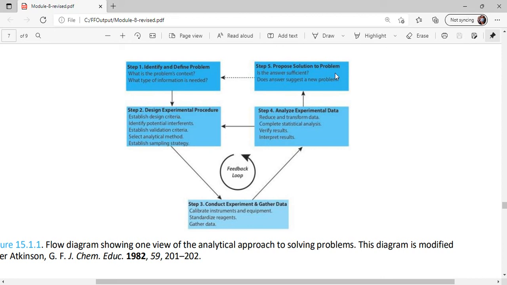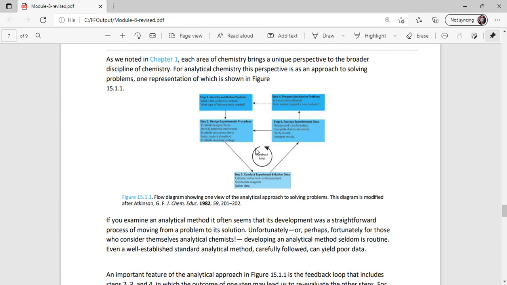Okay, if the answer is sufficient, you state the answer or the suggested solution regarding your already defined problem. So this was already discussed in our chapter 1.